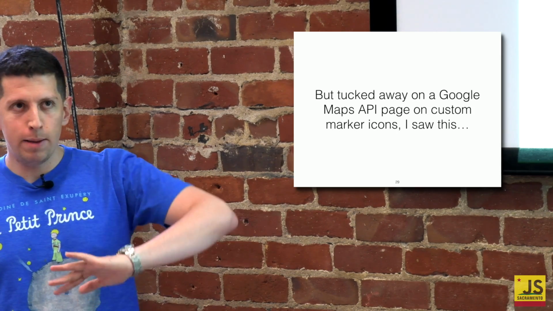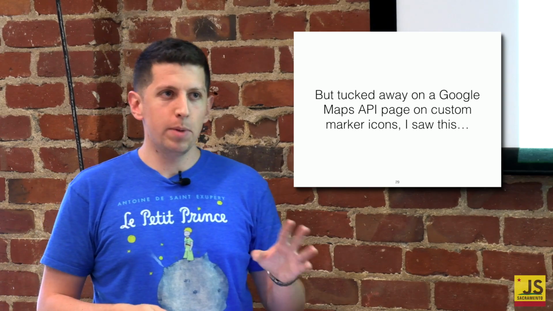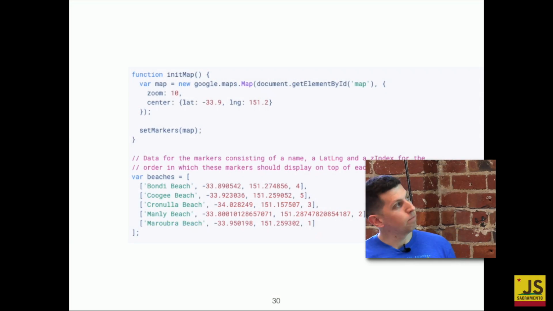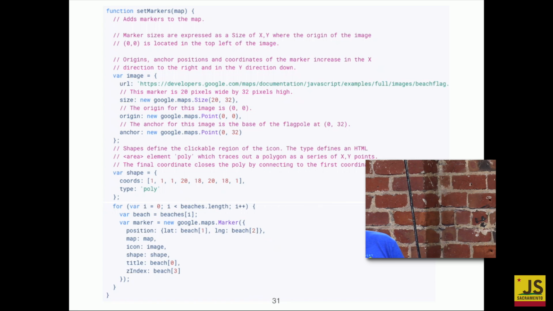But tucked away on the Google Maps API page, they're talking about customizing marker icons. I saw this thing. They had beach locations in an array with the beach name and latitude and longitude. And then later on, they refer to those parts in the array as latitude and longitude, and the name is represented by the first thing in the array. So I displayed this list of multiple markers on a page.